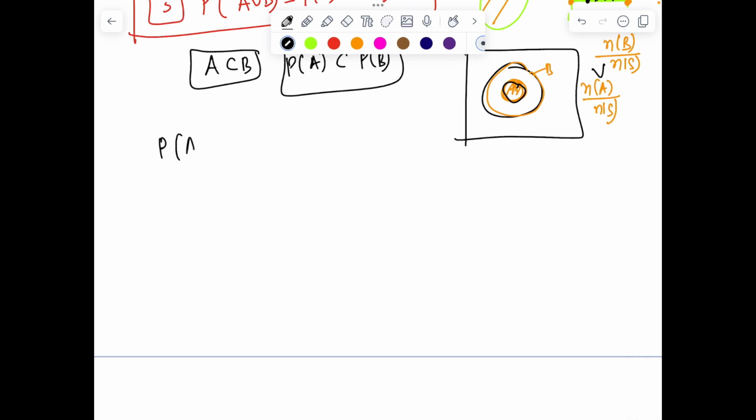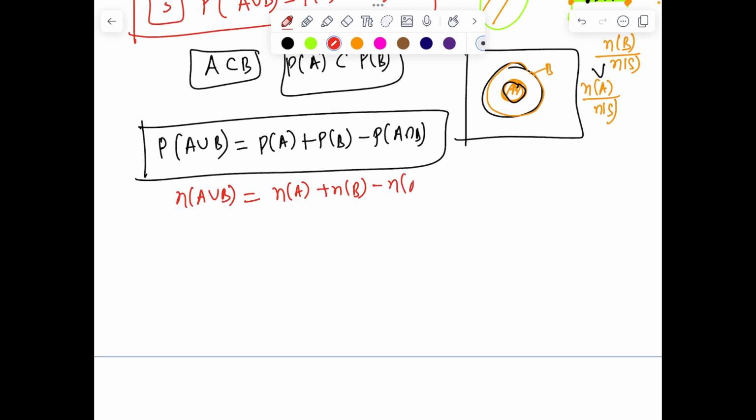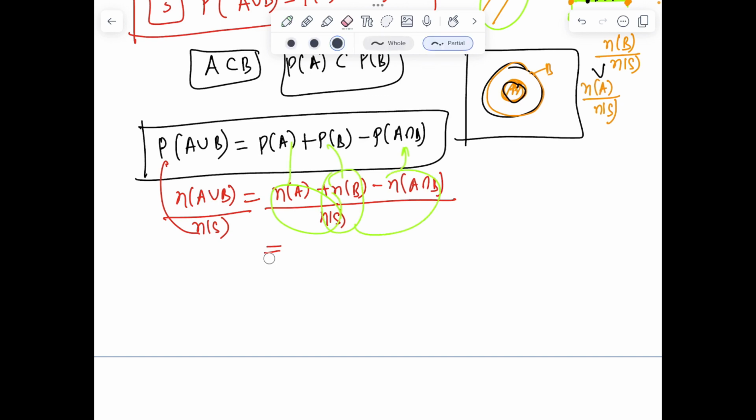In general, the probability of A union B, if they are not disjoint, will be the probability of A plus the probability of B minus the probability of A intersection B, by the principle of inclusion-exclusion. The proof of this is very obvious, because the number of elements in A union B will be the number of elements in A plus the number in B minus the number of elements in A intersection B. When I divide this by the sample space, you can now call it the probability of A union B. This one becomes P of A, this becomes P of B, and this becomes P of A intersection B.